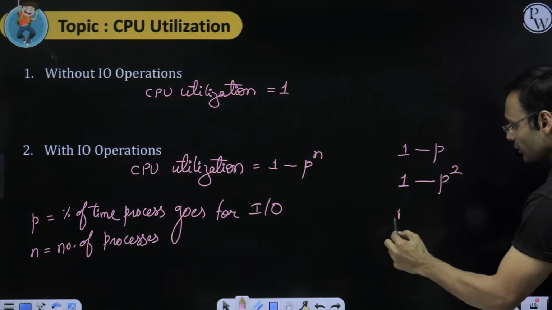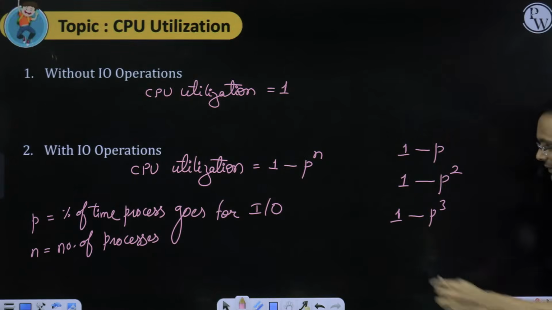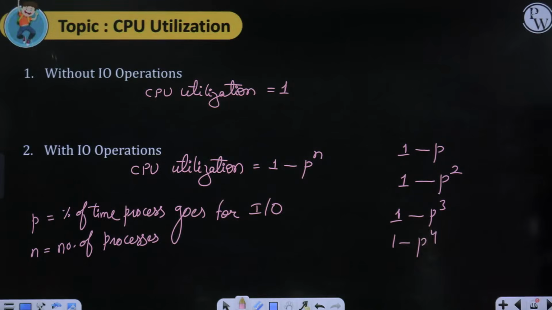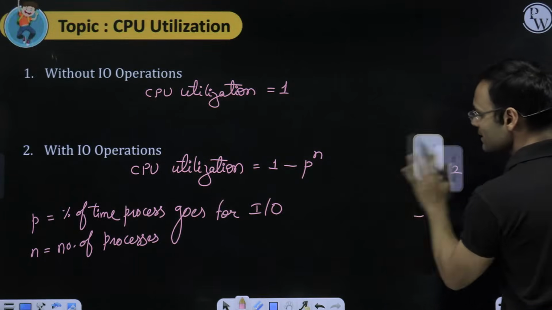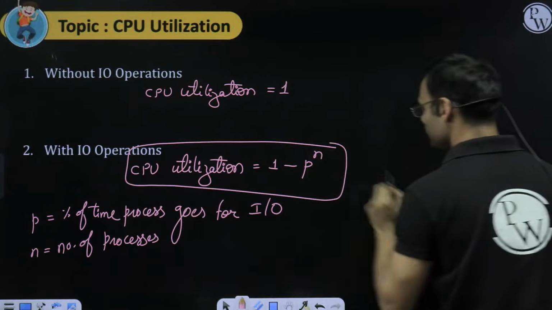Then for 3 processes, this much, P into P into P. Only when all 3 processes go for IO together will my CPU be free, otherwise not. One of the processes can keep my processor or CPU engaged or utilized. For 4 processes, for n number of processes, this one. This is a formula, please remember this.